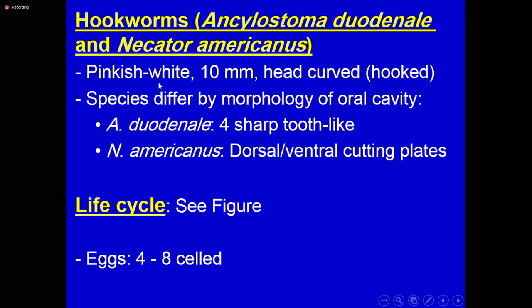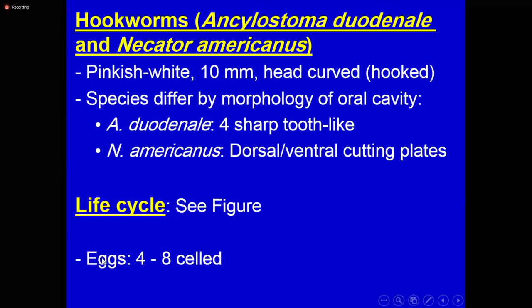These are pinkish white, about 1 centimeter. The head is curved, hooked. A species can be identified by morphology and oral cavity. This is for the specialist. Ankylostoma duodenale has 4 sharp tooth-like structures, 4 teeth. Necator americanus has dorsal and ventral cutting plates, like scissors, scissor plates.